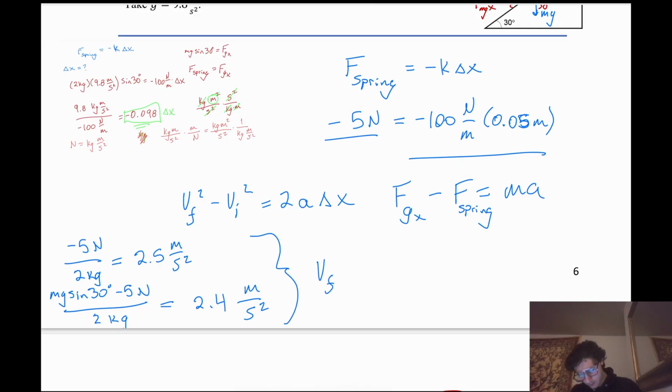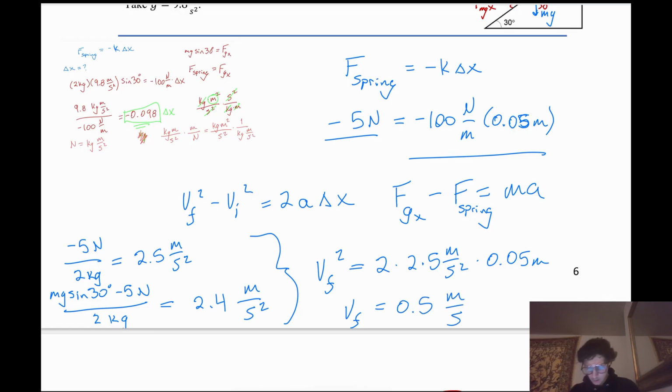And now we have V final squared is equal to, because V initial is 0, we're going to assume 2 times, let's use 2.5 meters per second squared times this 0.05 meters. I have no idea if I'm doing this right. Let's try it out. So we have 2 times 2.5 times 0.05. This equals 0.25. And then we square root that. Square root 0.25 is V final is equal to 0.5. And then this is meters per second. All right, maybe this makes sense.